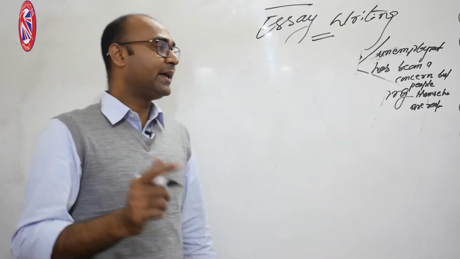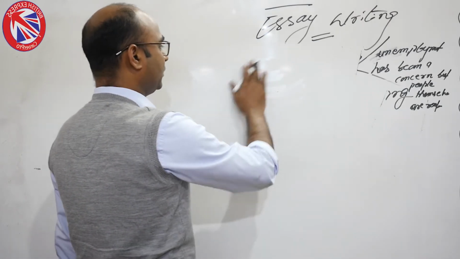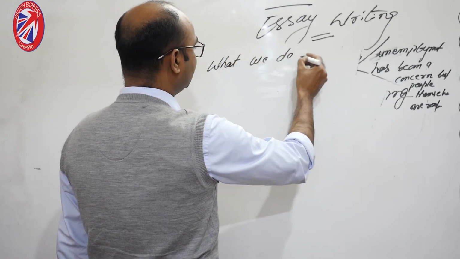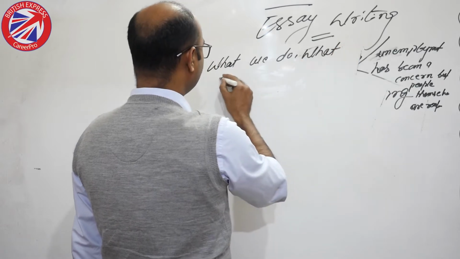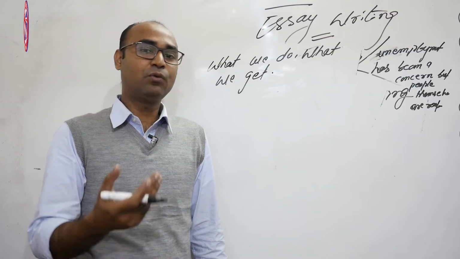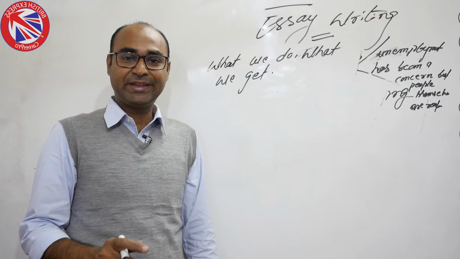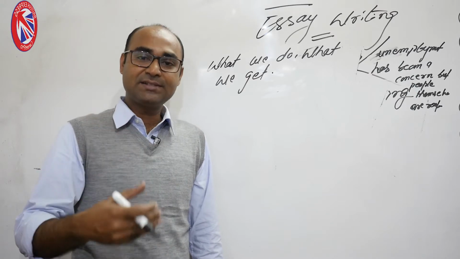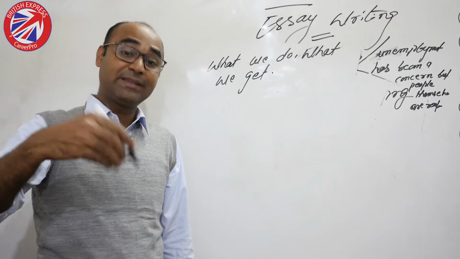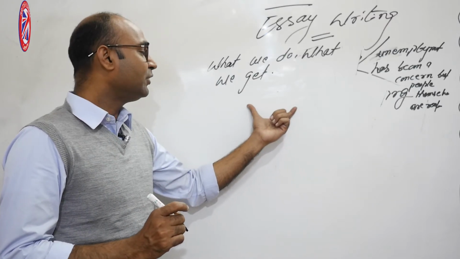Now, what to write as a strong statement? So the question is, but the people themselves are responsible. So the point is, what we do, what we get. Now the question is what I have given as a heading or solid sentence. What we do, what we get. It means that we get the result as per our responsibility. Because my sentence is unemployment and the people themselves are the reason. So they are themselves guilty or responsible for that.